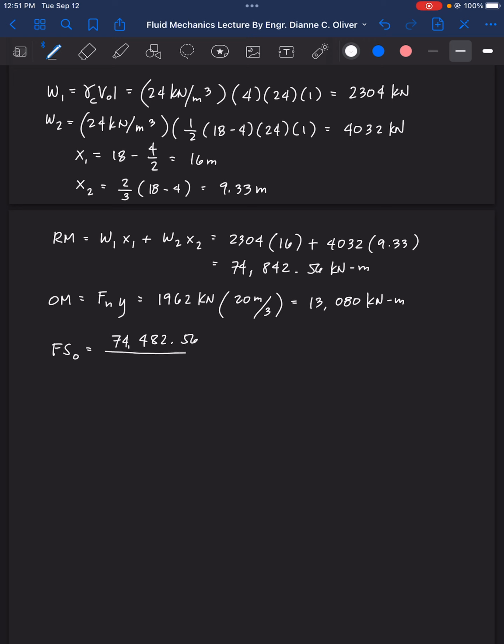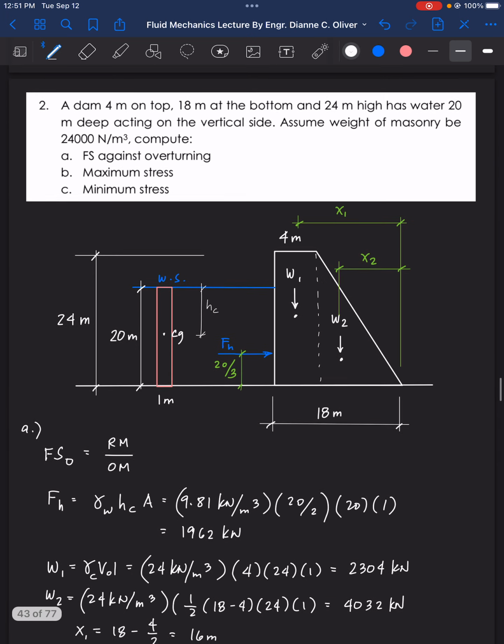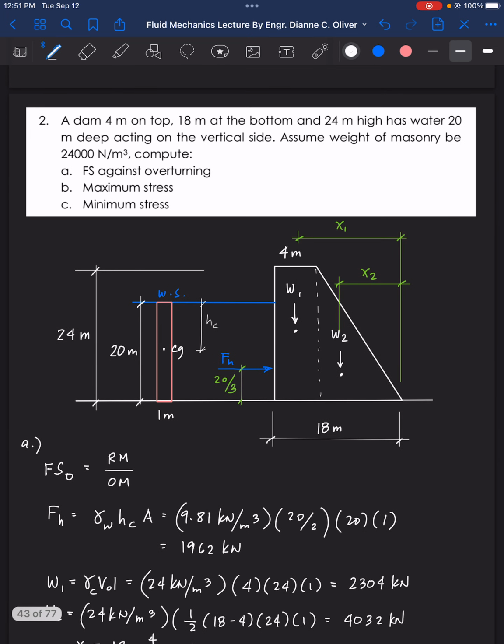Therefore, we now have our FSO, factor of safety against overturning, equals the resisting moment, 74,842.56 divided by 13,080, equals 5.694. So, unitless. So 5.694. And that is for letter A. How about B? Maximum stress.